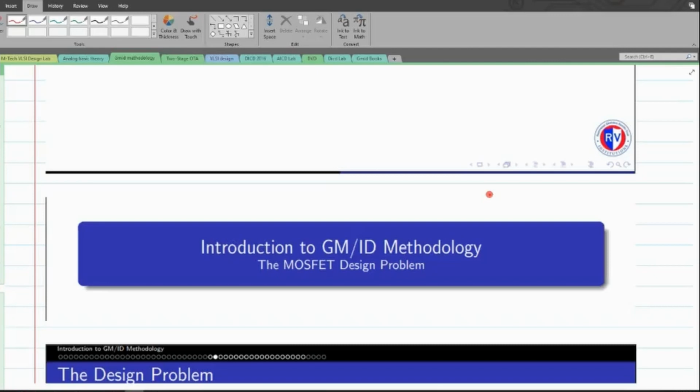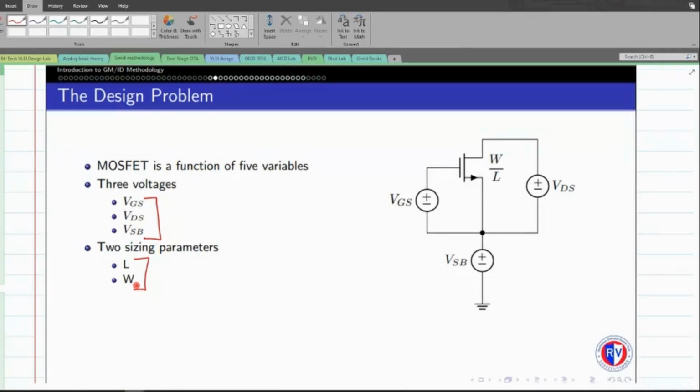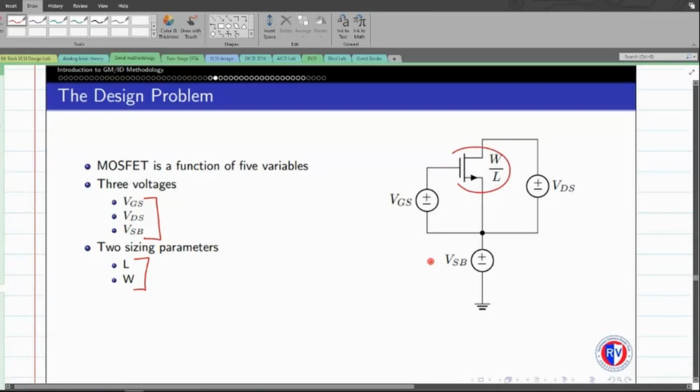Now we will talk about the design process. A MOSFET operation can be defined as a function of 5 variables. There exist 5 variables for the designer to drive the MOSFET into different regions of inversion in order to meet the given specification. Among those 5 variables, 3 are voltage variables and 2 are dimension variables. What we do next is try to understand how these variables impact the MOSFET behavior, so that the designer can use these variables as a degree of freedom to meet the spec.